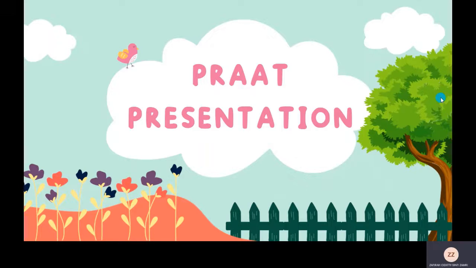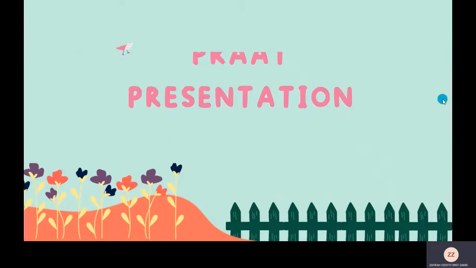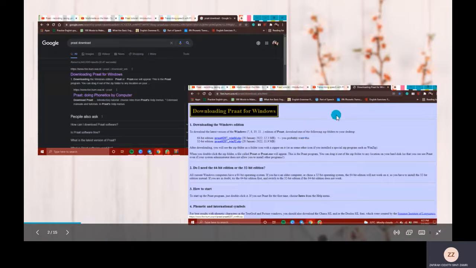So, first step is to download the PRAAT software. To do this, we have to download from Google using the first URL given. It is called Downloading PRAAT for Windows. Once we double-click on Downloading PRAAT for Windows, it will bring us to a new window which is in a blue color.